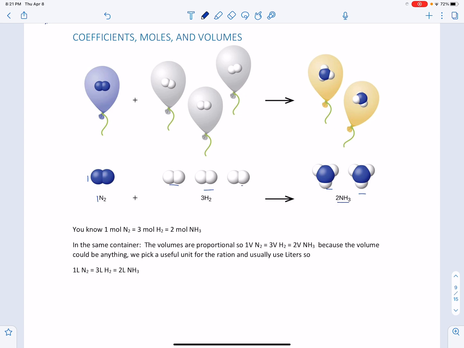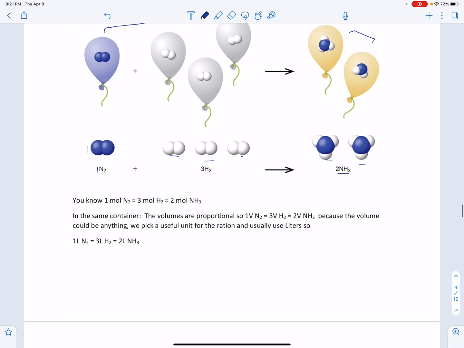Now, the strange thing about these gases is that even though I have more volume on the left, you can have different volumes on the left and the right, because we're making something that's kind of tighter, like a tighter little molecule. It doesn't have to take up as much volume. So we have this relationship right here.